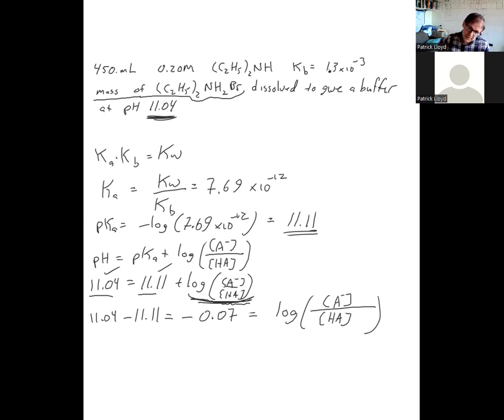So now how do we get rid of the log? We do 10 to the x, 10 to both sides, right? Because the log and the power of 10, base 10, they're inverse functions. So by taking 10 to both sides, we get rid of the log on the right side. So now how do we do this? There should be a function 10 to the x on your calculator. It's usually on the same button as log. So 10 to the minus 0.07. You should get a number like 0.85.